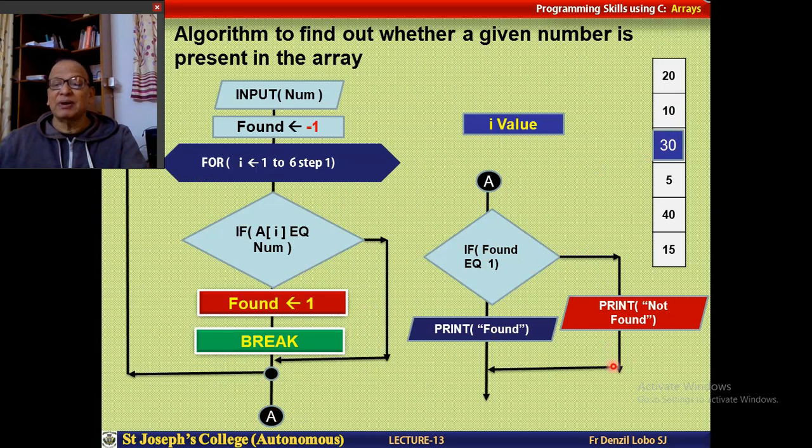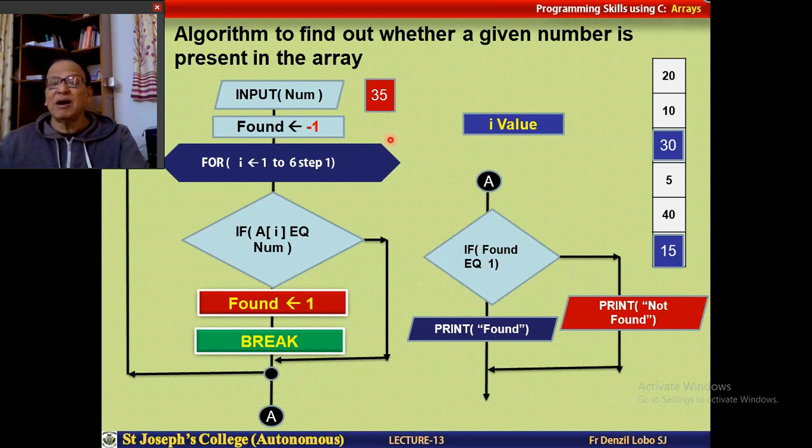Take one more example. I would like to find out whether 15 is present. So I input 15 here and then found is equal to -1. A1 is 20, it is not equal to 15. A2 is 10, it is not equal to 15. Every time I skip, I come to 5. Is A5 equal to 15? No. I skip, and then A6 is compared with the number. I come out of the loop, and at the end of the loop, if found is equal to 1, yes, we have assigned 1 there, it is found.